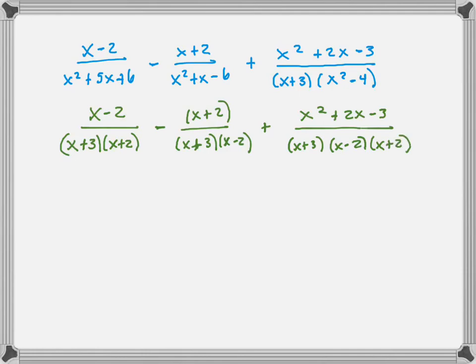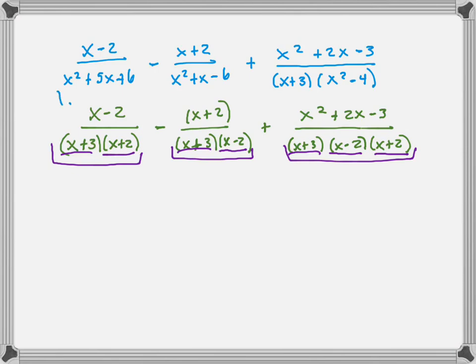So we want these all to have a similar denominator because that's how we're going to be able to combine them. So as we can see, we have 2 terms in here, 2 terms in here, and 3 terms in here. So luckily for us, we have an x plus 3 in all 3 of them, which is good. And in the last one, we have both an x minus 2 and an x plus 2. So in these, we only have one of them, so we have an x plus 2 here and an x minus 2 here.